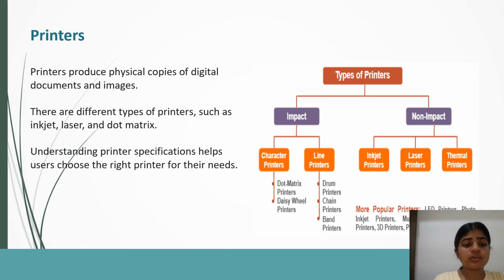Printers. Printers produce physical copies of digital documents and images. There are different types of printers, such as inkjet, laser, and dot matrix. Understanding printer specifications helps users choose the right printer for their needs. As you see, there are two types of printers, impact and non-impact. Impact comes under character printers and line printers. In non-impact, there are inkjet, laser, or thermal.